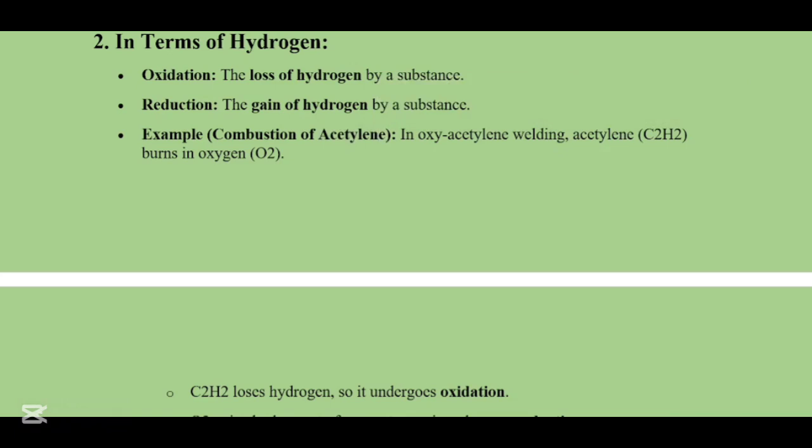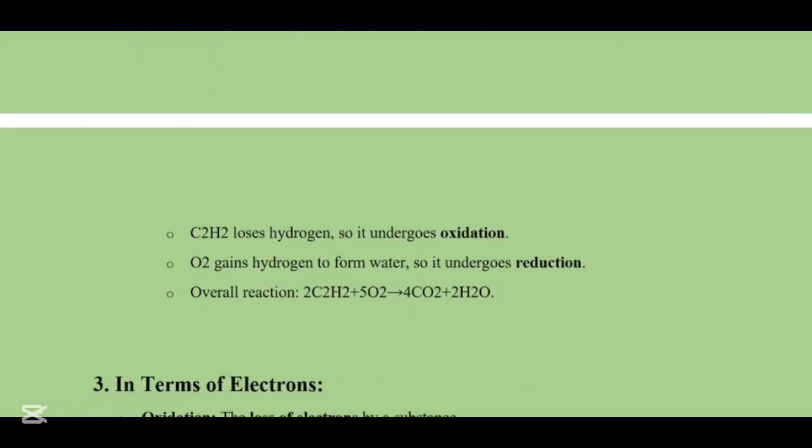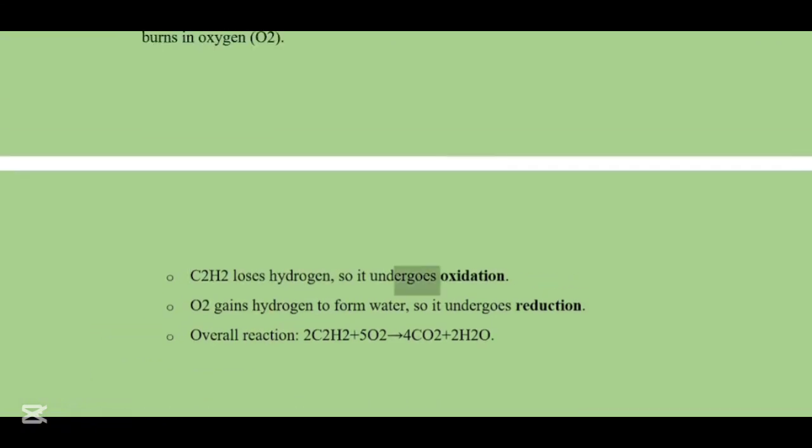Let me repeat it again. When you have acetylene, which is C2H2, it will burn in oxygen, which means it will turn into oxyacetylene. So this means that C2H2 will lose its 2 hydrogen atoms, and the final chemical formula will be C2. So this means it's undergoing oxidation. Now O2 has gained hydrogen. The 2 atoms of hydrogen were lost from acetylene and they went to the oxygen. So this means that reduction occurred on oxygen, and on the acetylene gas, oxidation occurred.